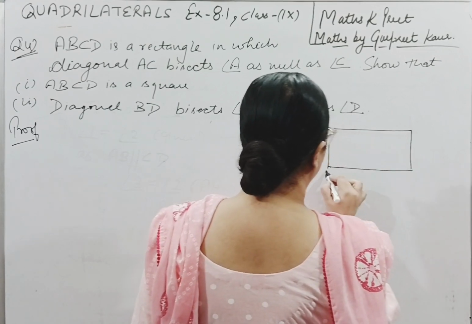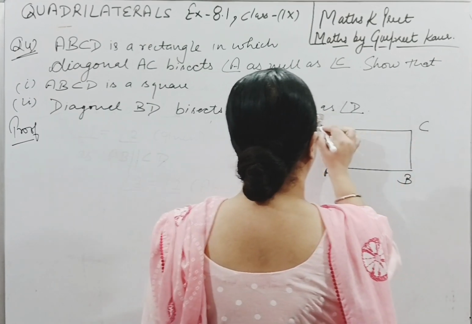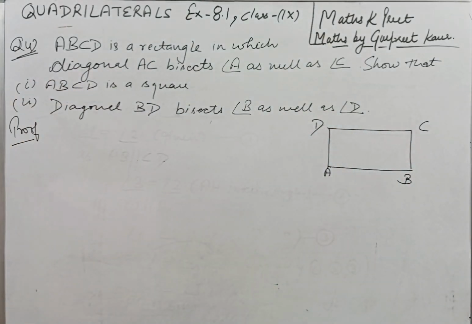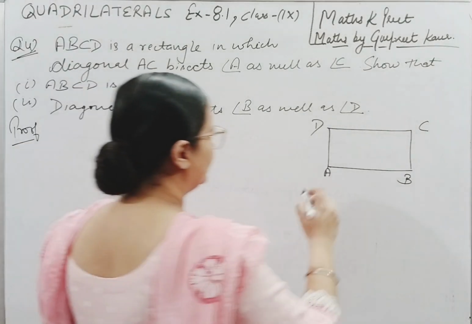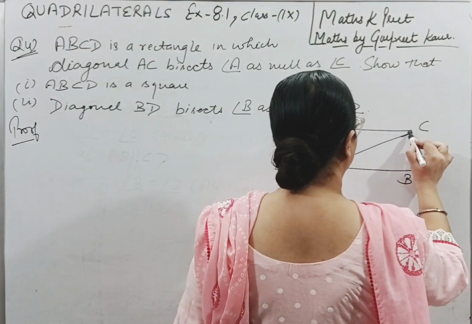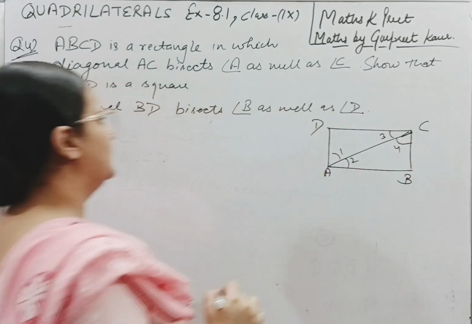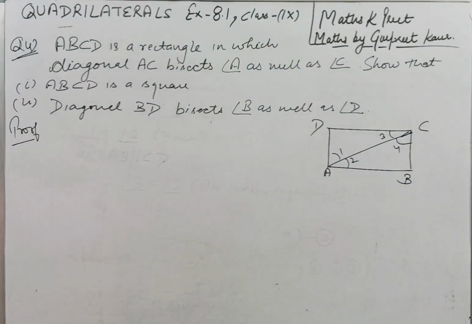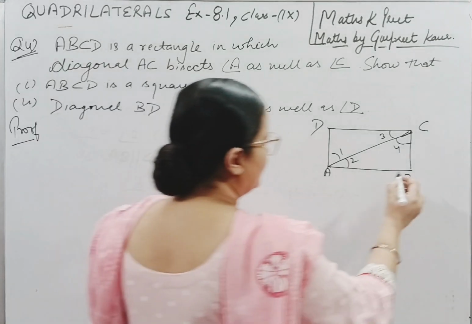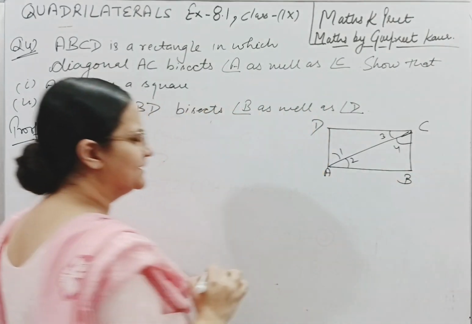So ABCD rectangle is given to us, in which diagonal AC bisects angle A as well as angle C. So here this diagonal is bisecting these angle A and C. Show that ABCD is a square. This is very similar to the last question.